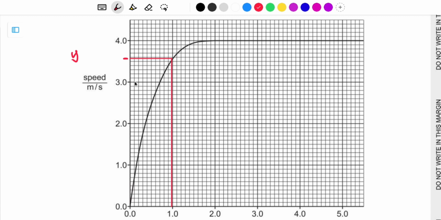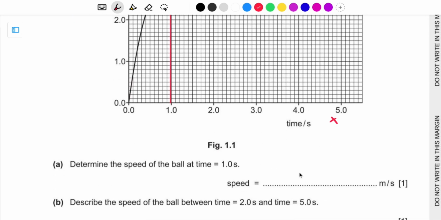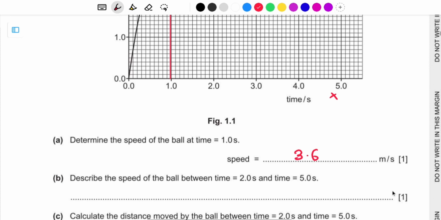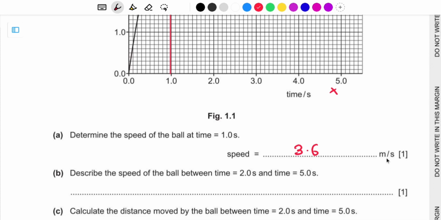Or you can use the lines: 0.1, 0.2, 0.3, 0.4, 0.5, 0.6. So if this is 3, this is going to be 3.6. So the answer here is just going to be 3.6 meters per second. If they haven't included the units for you, you have to include them.